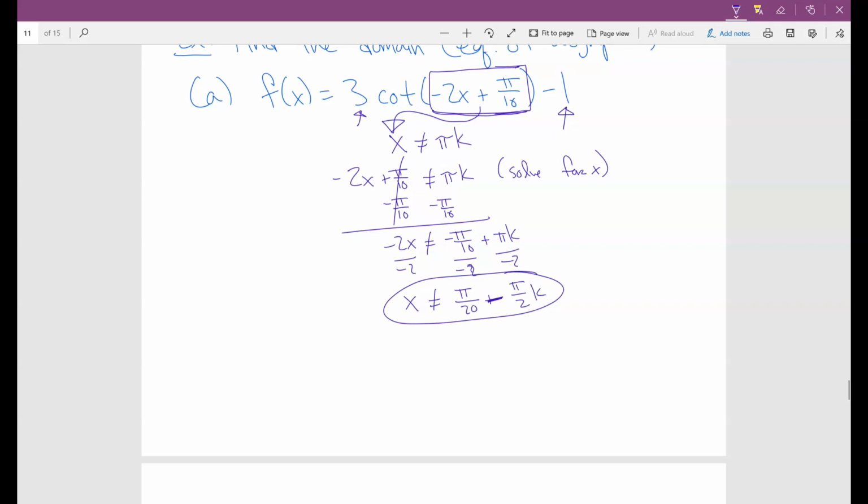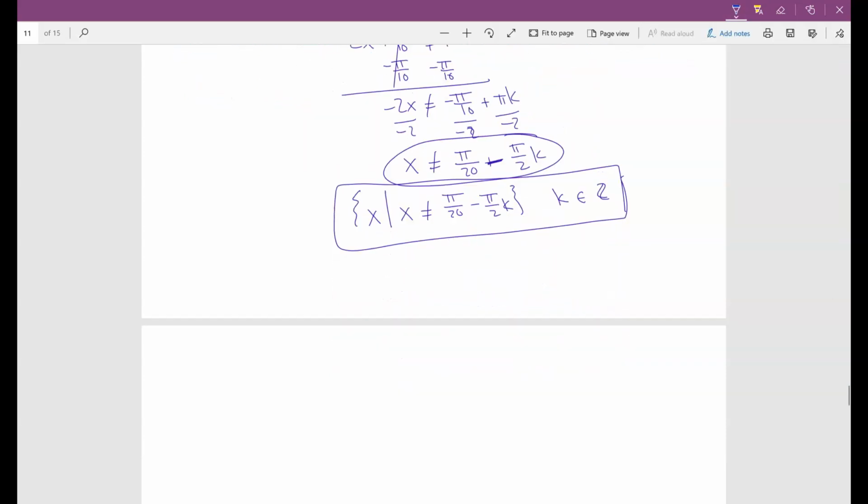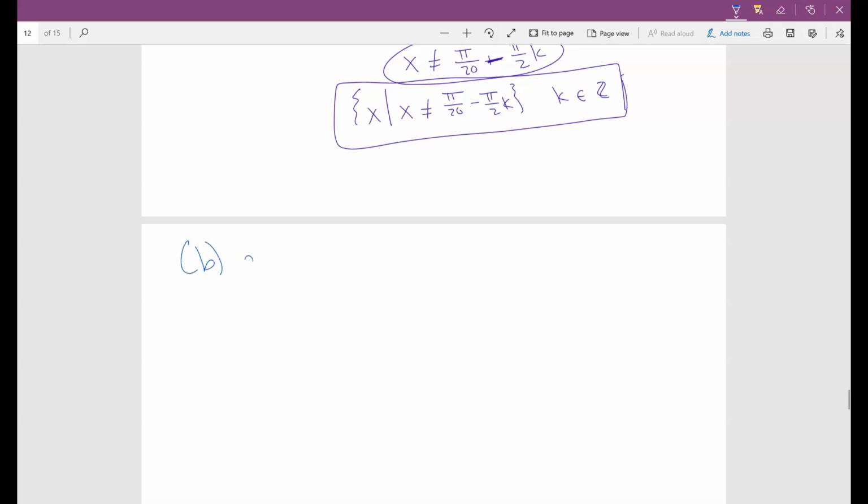Now remember, we want it in set-builder notation. So we're going to write all x values such that x cannot equal pi over 20 minus pi over 2 k. And here, remember, k is an integer. Okay, so that will be the answer. Not bad. Let's do another one. So what would be the equation of the asymptotes or the domain for this one?